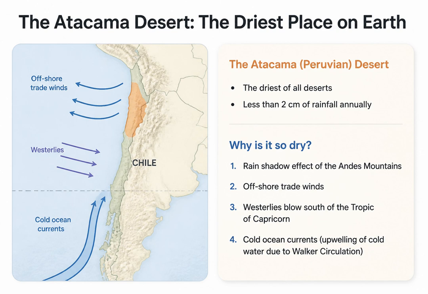It sits in the massive rain shadow of the Andes Mountains. It experiences those dry offshore trade winds we mentioned. The moisture-bearing westerlies blow too far south to help. And finally, cold ocean currents driven by the Walker circulation cool the air above the ocean, severely limiting the amount of moisture the air can pick up and bring inland.